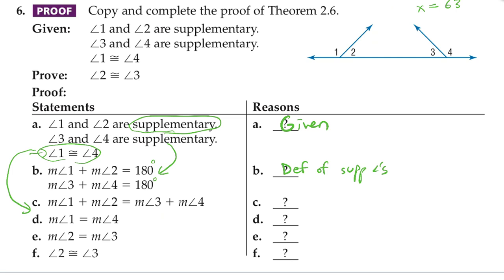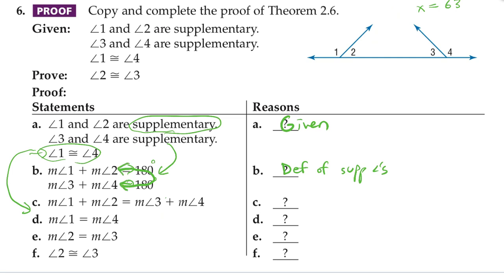Okay, so let's go to the next step. Well, how do you think they got to step C? Usually, the place you would look is the step right before. Okay, so they got to step C probably from B. Oh yeah, look, this is equal to 180 and this is equal to 180. So we can just skip the middleman and say they're equal to one another.